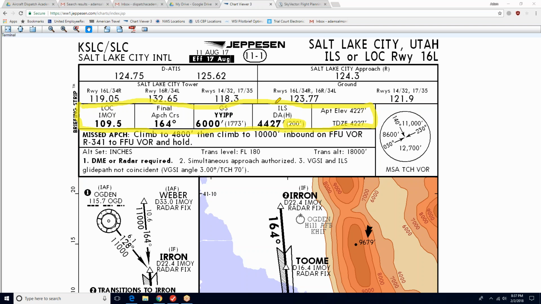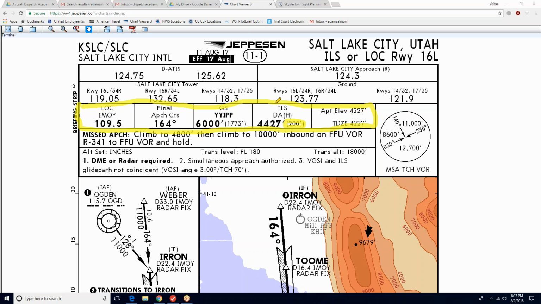But you cannot go any lower than 200 feet without being able to see the runway. If you cannot see the runway at that 200-foot point, you have to go missed. And that's as low as this approach will allow you to go down to. Does that kind of make sense to everybody so far?